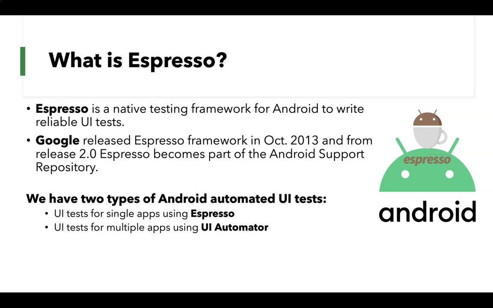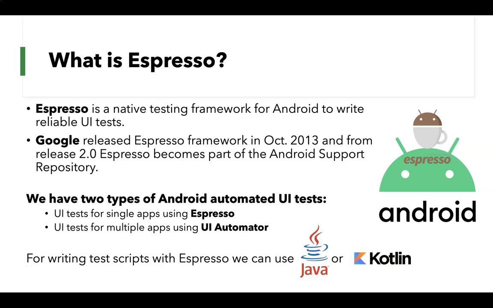interactions. The second type is UI tests for multiple apps. This type of test verifies the correct behavior of interaction between different user apps or between user apps and the system apps. For example, you might want to test that your camera app shares images correctly with a third-party social media application or with a default Android photo application. UI testing frameworks that support cross-app interaction, such as UI Automator, allow you to create tests for such scenarios. And for writing test scripts with Espresso, you can use Java or Kotlin.